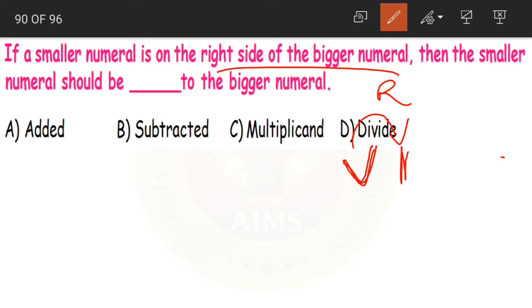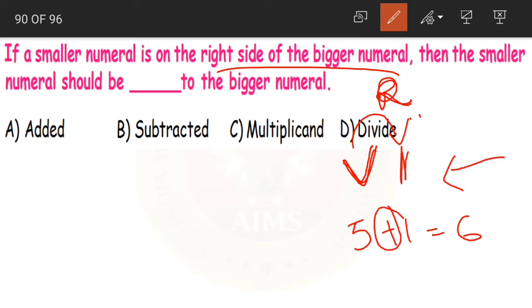Now what will we do? You know what VI is, right? VI is 5 plus 1, 6. What are we doing here? We are writing the smaller number to the right side. So we are adding both the bigger and smaller numerals. So what is the correct answer? Option A, added. The smaller numeral should be added to the bigger numeral.